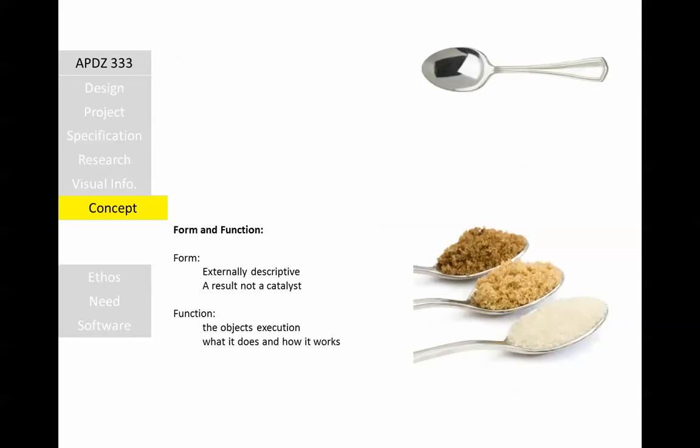So let's talk a little bit about roles, essence, form, and function. Form and function are things that you are probably very familiar with. They are concepts that are taught to designers from almost day one. What's interesting is that form, like the spoon up above, is really only externally descriptive, and it's not a catalyst, but it's actually the result.